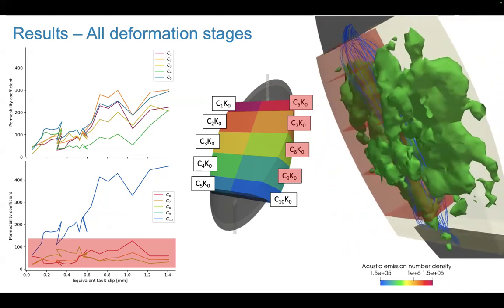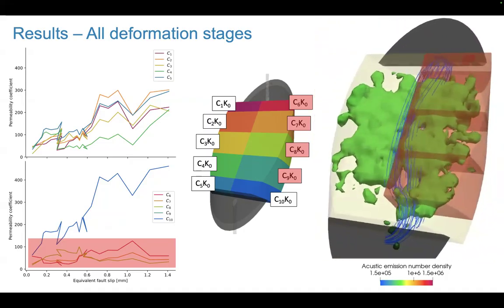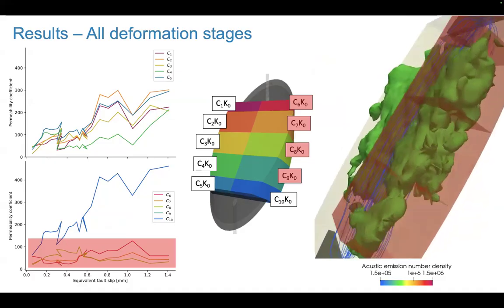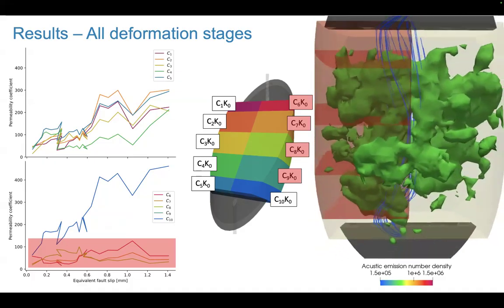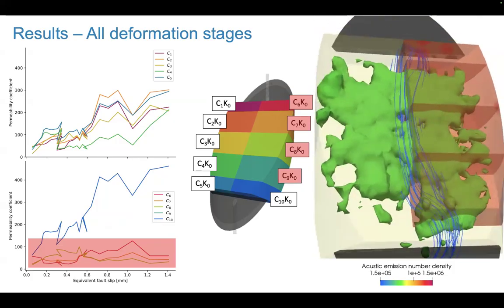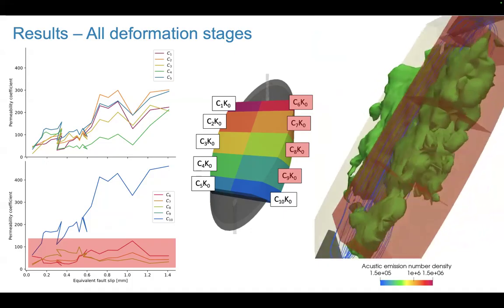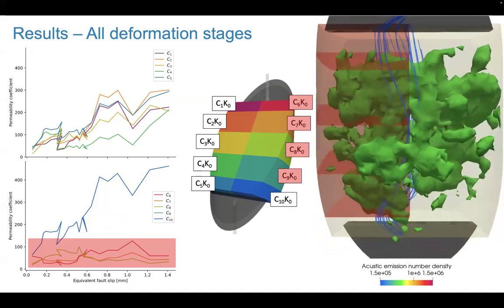a large amount of damage in that zone, the damage zones are highly disconnected when compared to, for instance, the damage zones on the other side of the fault. And this justifies the fact that we are measuring a lower permeability in these particular locations in the fault zone.